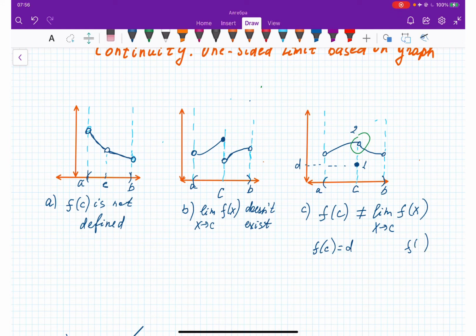F of C, number 2, 0.2. F of C, 0.1. 0.1, 0.2. Is not defined. Okay? That's why they are not equal.